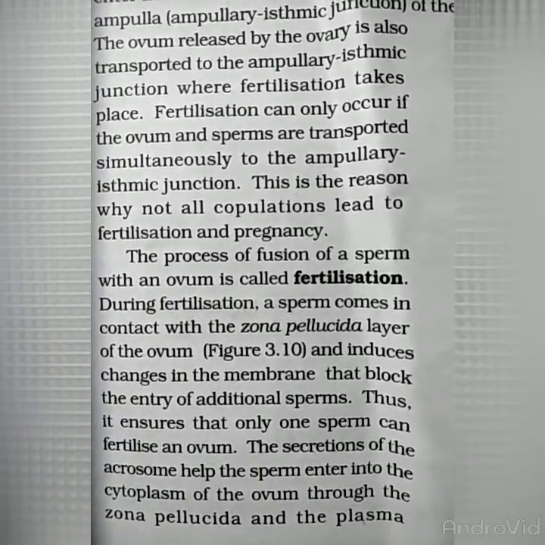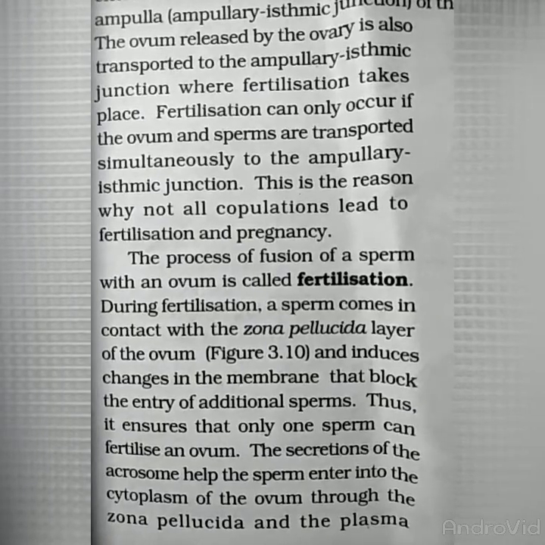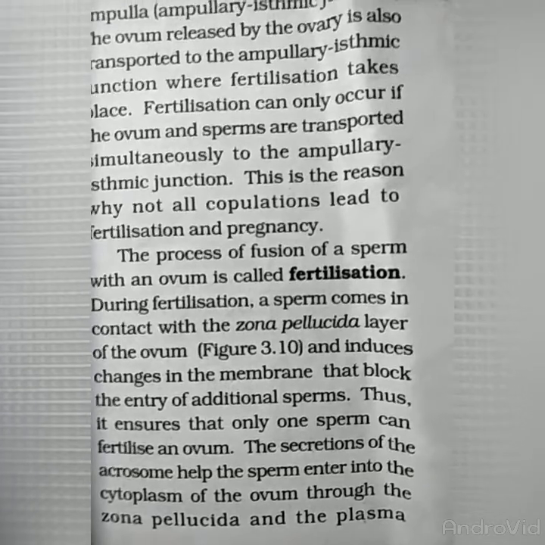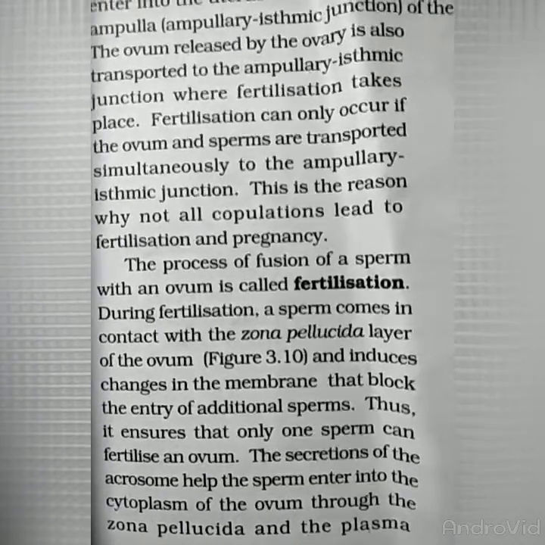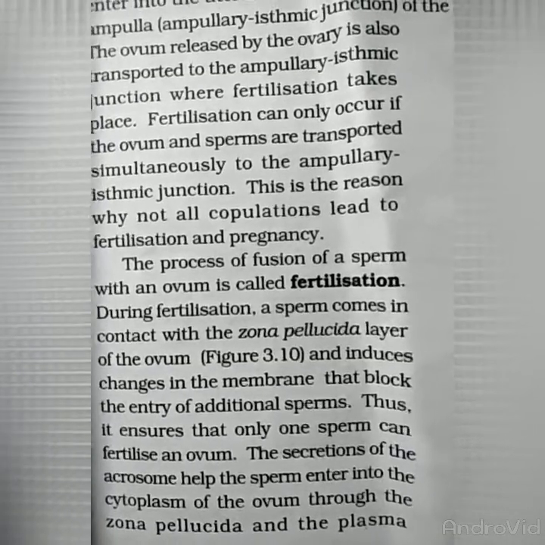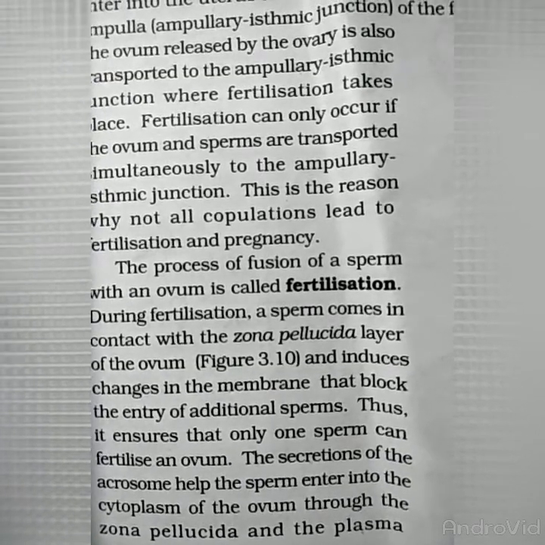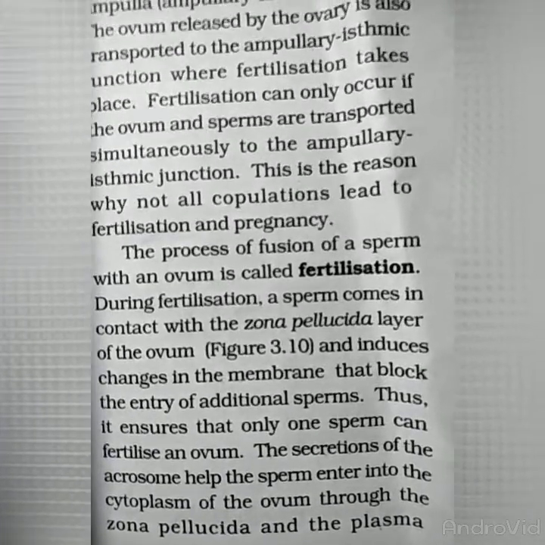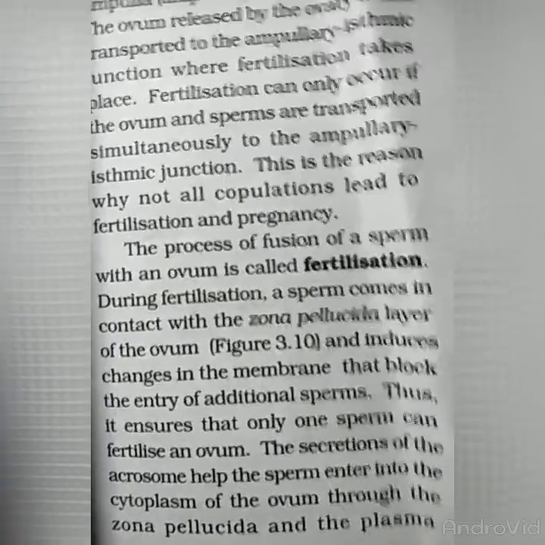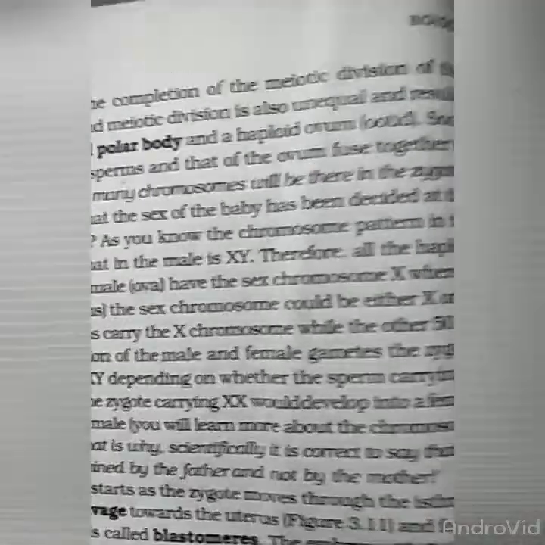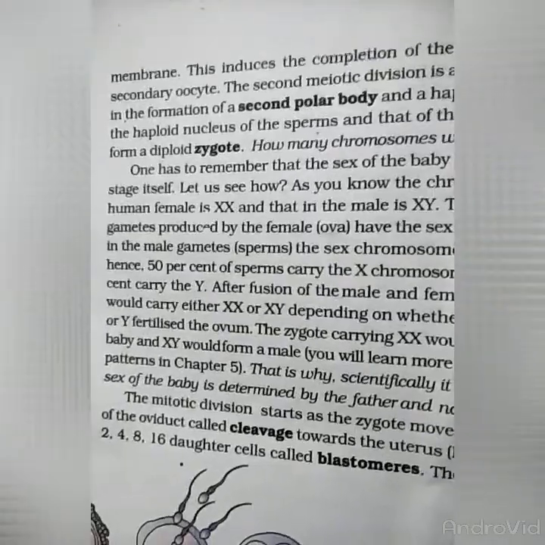The secretion of the acrosome helps the sperm enter the cytoplasm of the ovum through the zona pellucida. We have already studied the structure of spermatozoa: next to the plasma membrane is the acrosome, which contains the fertilizing enzyme, so it induces the fertilization process. This also induces the completion of the meiotic division of the secondary oocyte.